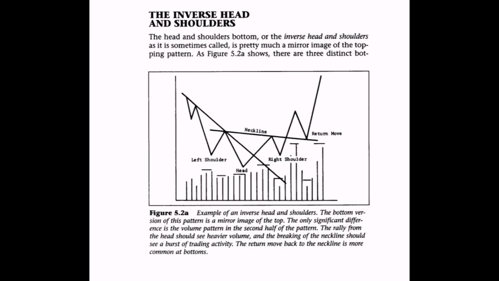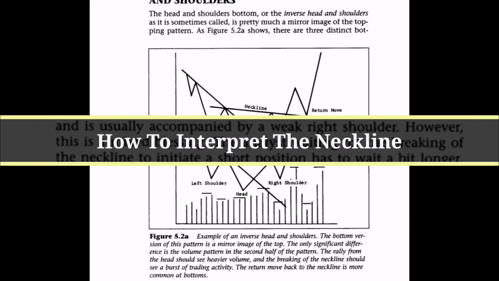What is an inverse head and shoulders pattern? As John Murphy explains, a head and shoulders bottom, also known as an inverse head and shoulders, is a reversal pattern which usually happens at major bottoms. However, please note that the same pattern can act as a continuation pattern, especially in areas where prices have had a good run, and then consolidate rather than reverse.